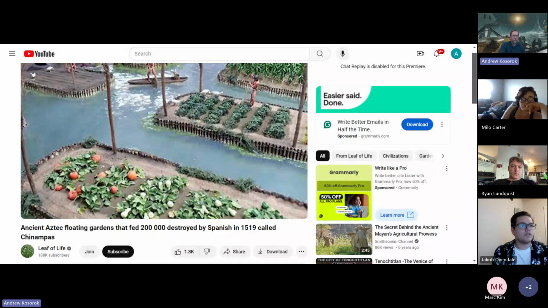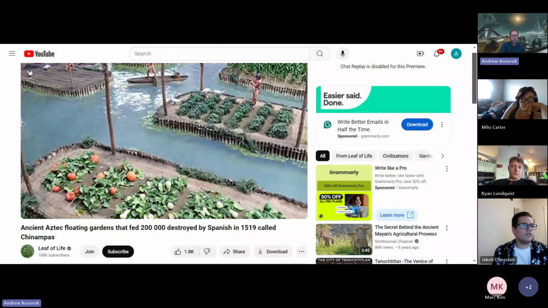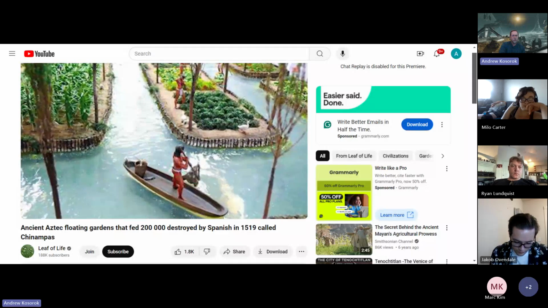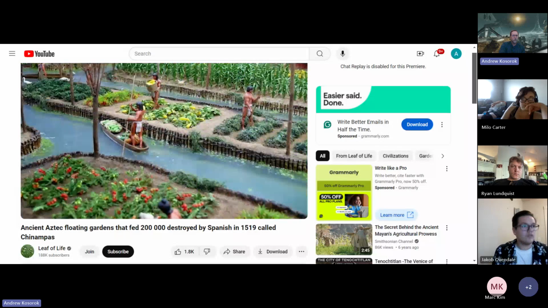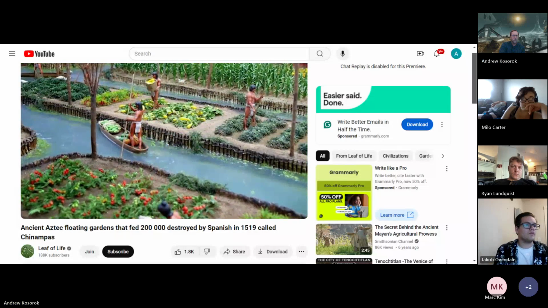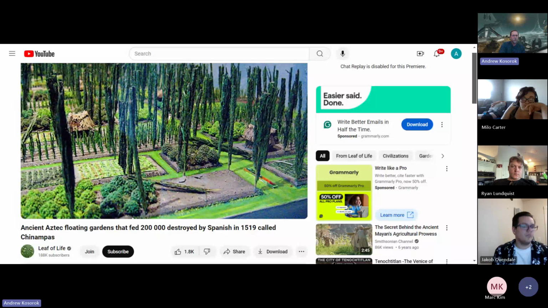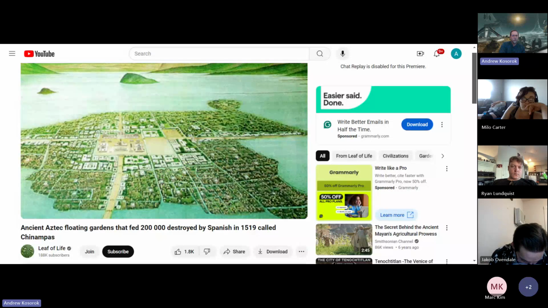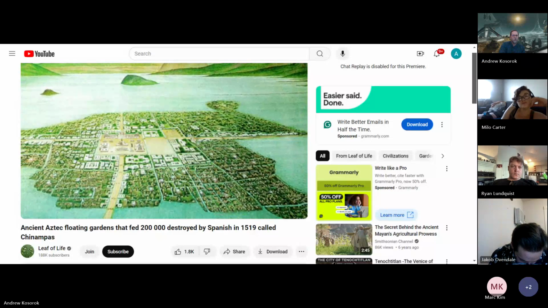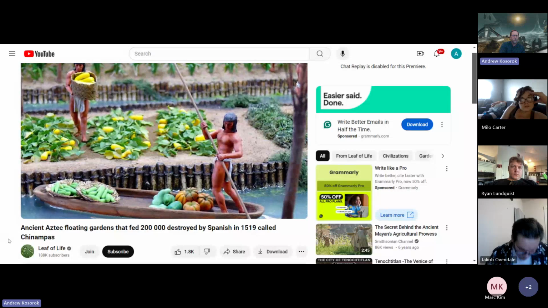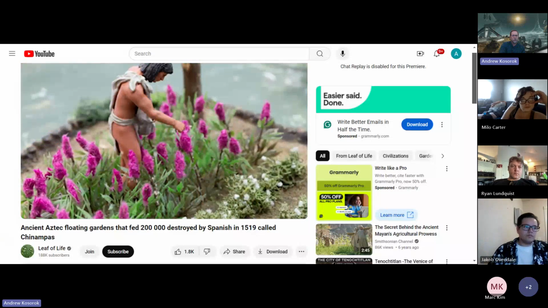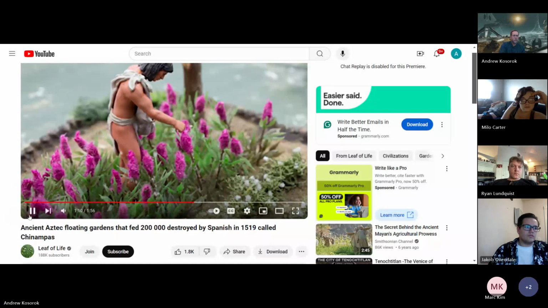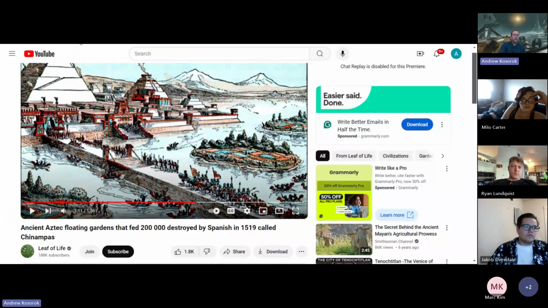The rectangular gardens were anchored to the lake by willow trees planted at the corners. Each garden was lined on all sides by canals to allow canoes to pass with workers and materials. This network of gardens extended for 22,000 acres across the surface of the lake. The floating gardens were companion planted with corn, beans, squash, tomatoes, peppers, and flowers. Does anybody know what companion planting is?